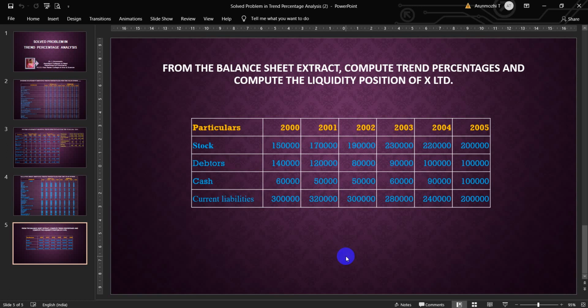Shall we conclude this trend percentage? Hope you understood both the methods of income statement and balance sheet.